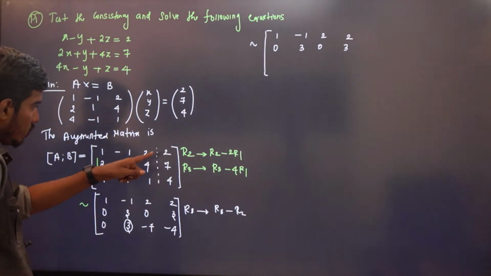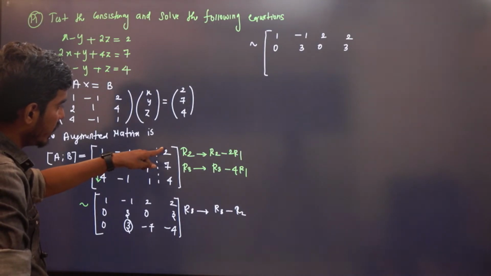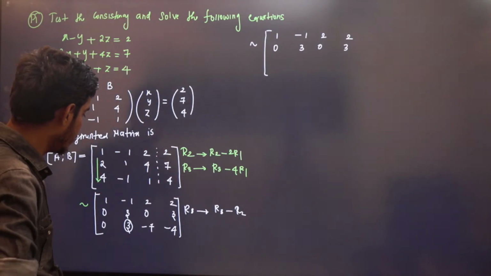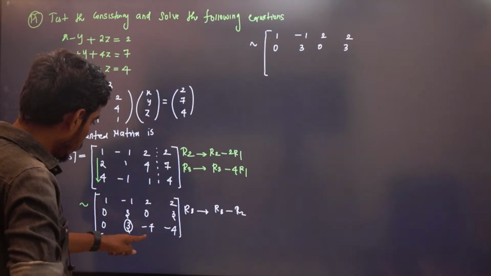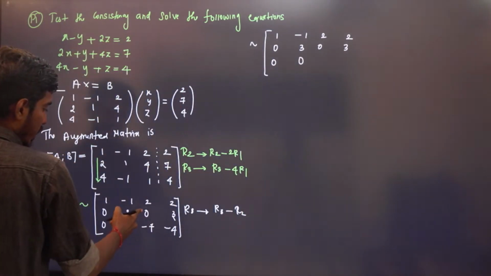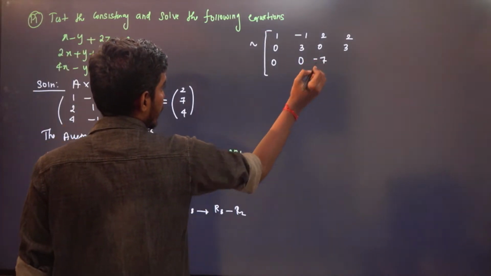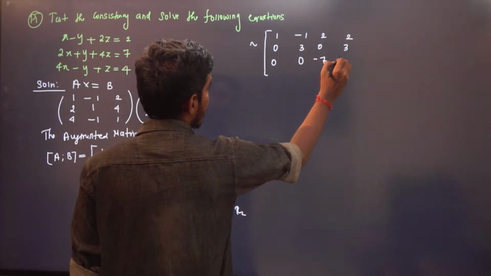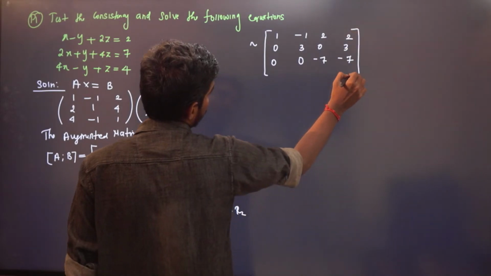You multiply 4, so it will be 8. So 4 minus 8 is minus 4. Now subtract. So this will be 0. Minus 7 minus 0 is minus 7. Minus 4 minus 3 is minus 7.